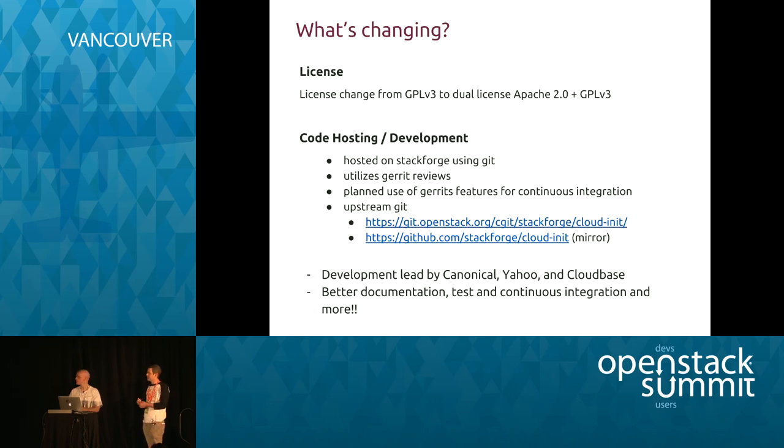We are a StackForge project now. Code's hosted there in Git, with downstream mirrors at GitHub, just like most of the OpenStack projects. We've got Gerrit reviews, and we'll have continuous integration set up. The Cloudbase people are setting some up, and Canonical also have some. We're interested if third parties want to do voting or feedback on reviews; we'll be open to that. Gerrit gives us a nice workflow that you're probably already familiar with.